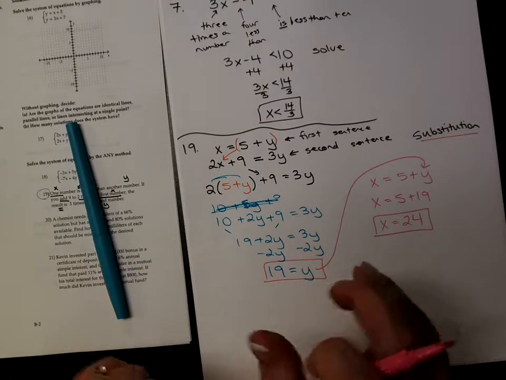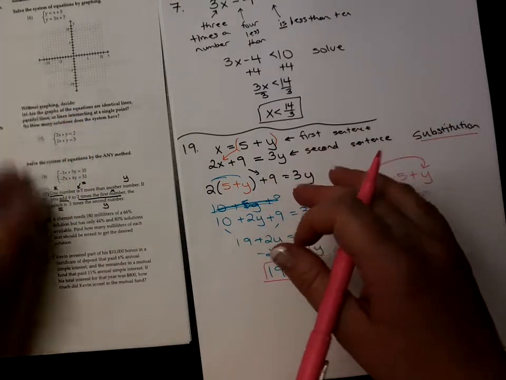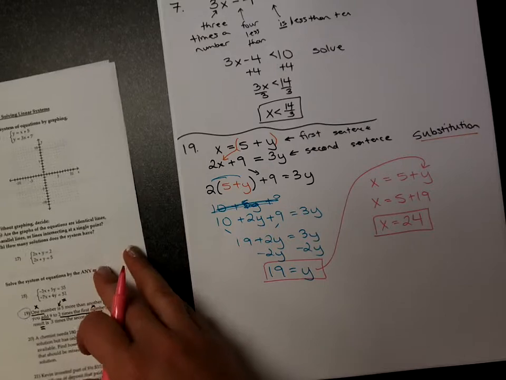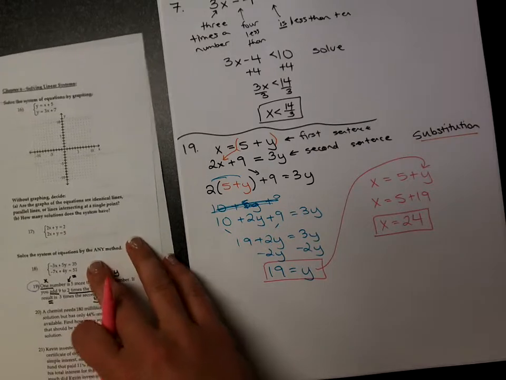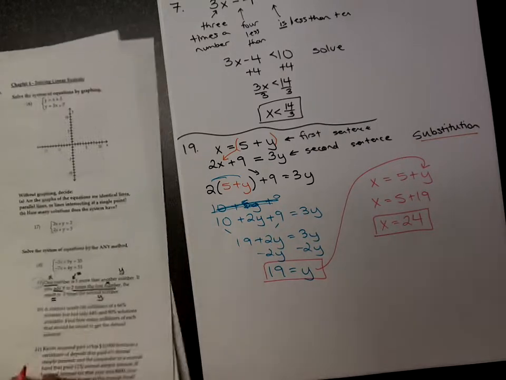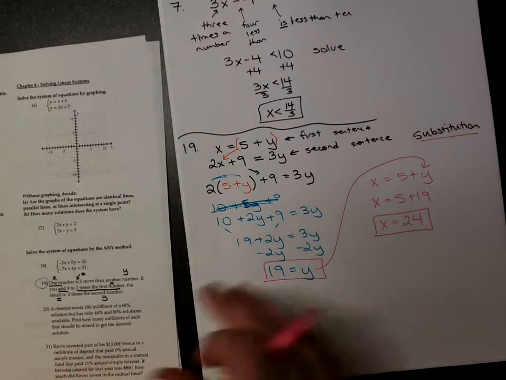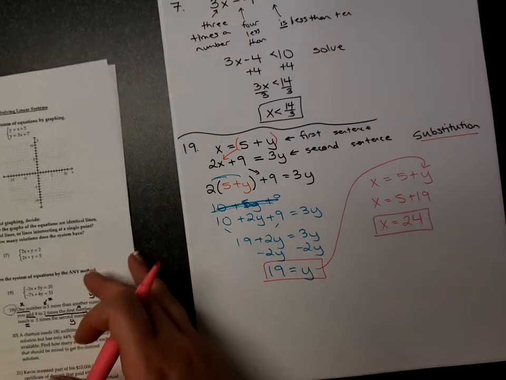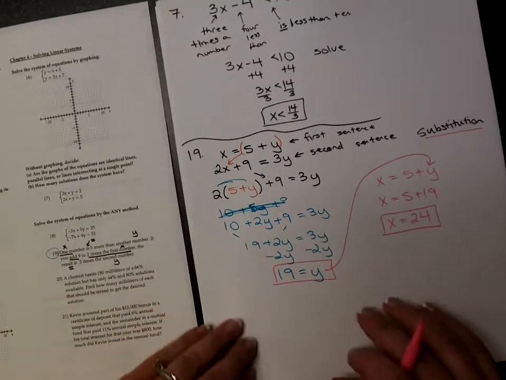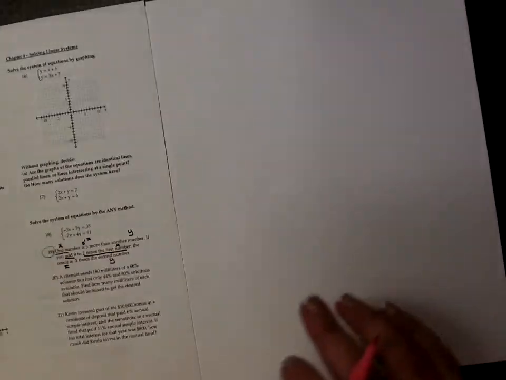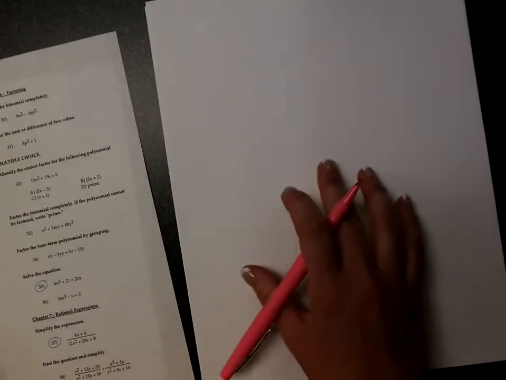And if you get the x and the y switched around, it's okay for this one. Let me check that answer. Number 19. Oh, it just wanted you to set up the equations, but I solved it. 19 and 24. Alright, that's number 19. What else? You asked for number 35.